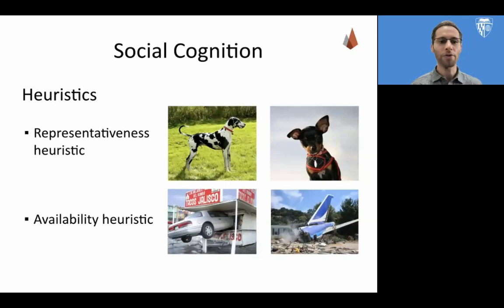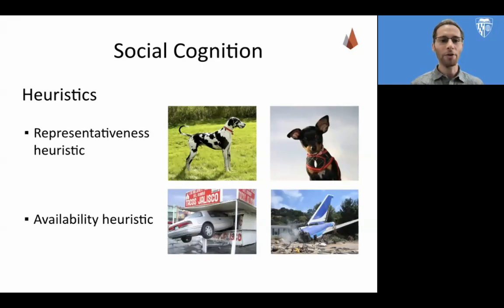People often use heuristics, which are mental shortcuts that reduce complex thinking to more simple rule-based decisions. I mentioned some heuristics in a previous video. We looked at the beautiful equals good heuristic and the expensive equals better heuristic. Here are two other types of heuristics that are described in your textbook. The first is called the representativeness heuristic.